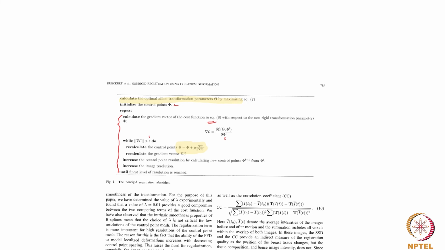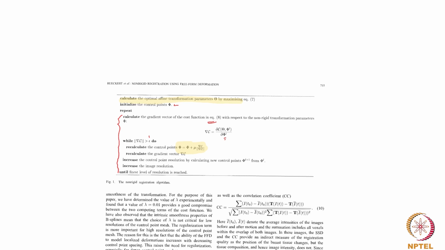Like I said, it is an iterative process equivalent to gradient descent. They used it for this registration process for aligning breast tissue before and after contrast enhancement, that is, before and after injection of contrast, in order to identify breast lesions much more accurately.